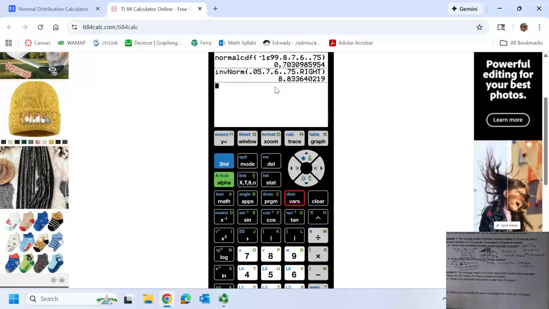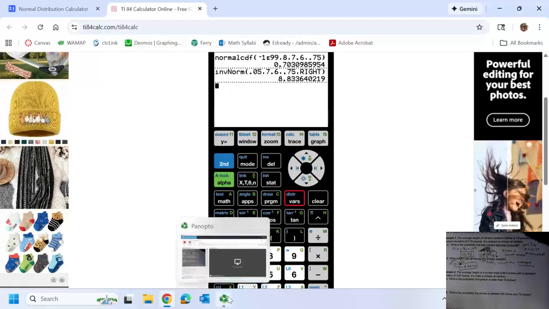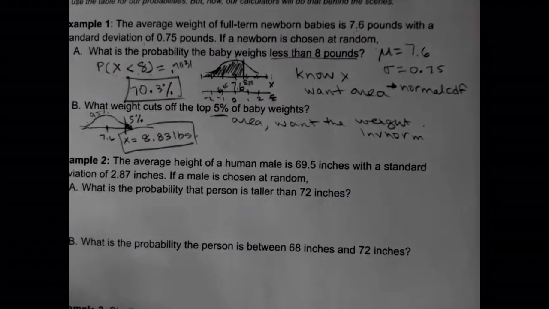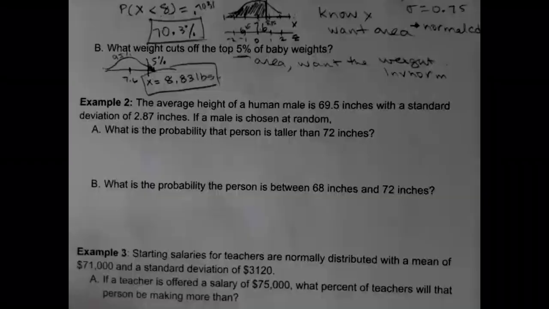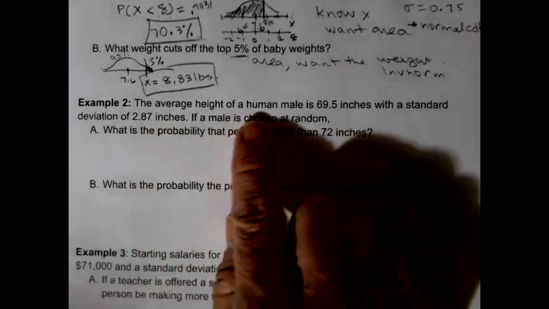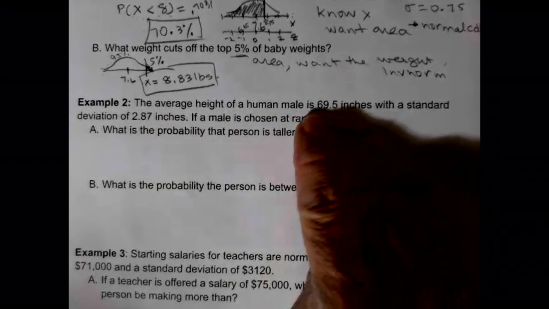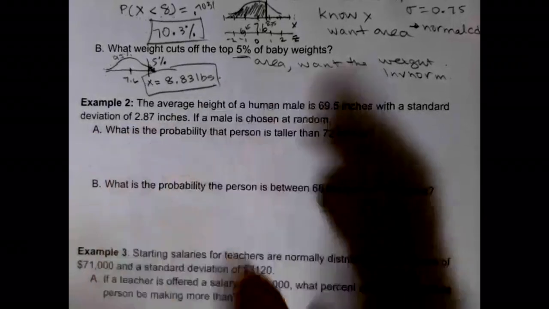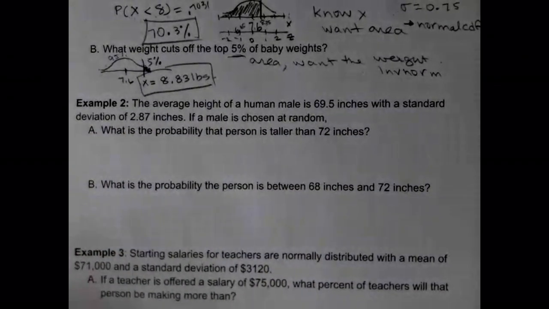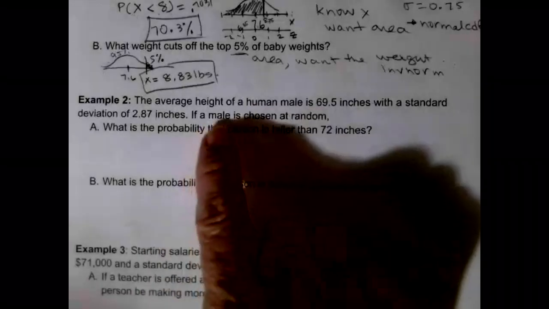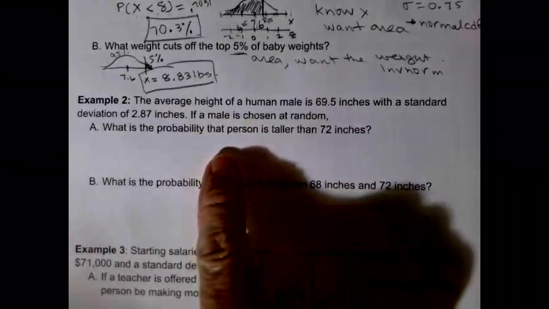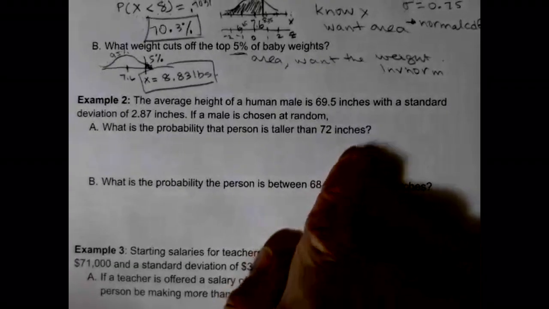Cool. All right, I'm going to just turn that off for 1 second. And let's get started on example 2. The average height of a human male is 69.5 inches with a standard deviation of 2.87 inches. Mostly made up. I'm in the ballpark, but pretty made up. If a male is chosen at random, what is the probability that person is taller than 72 inches?